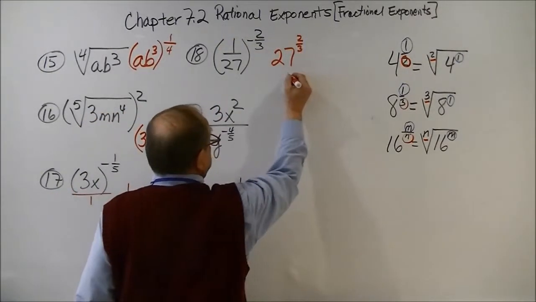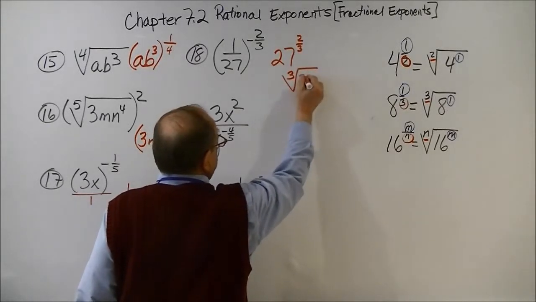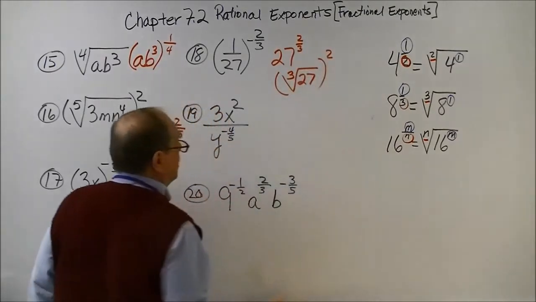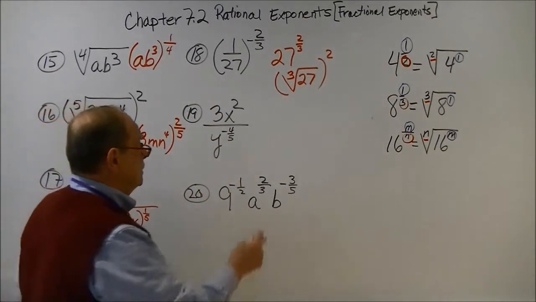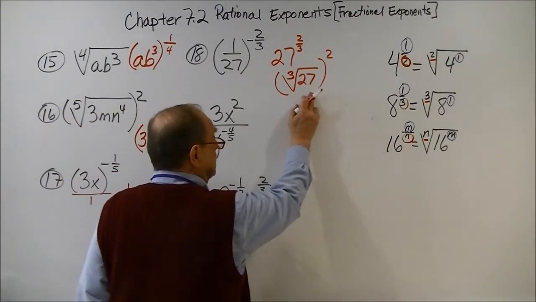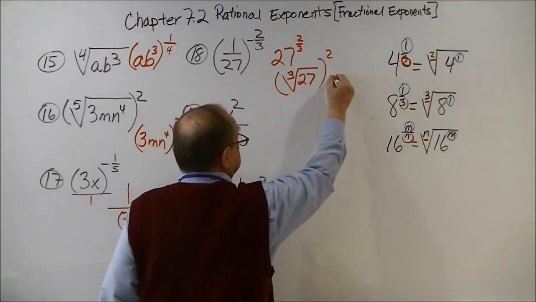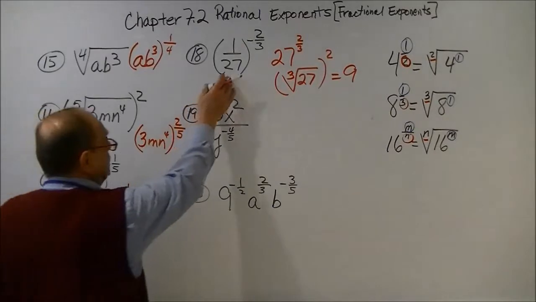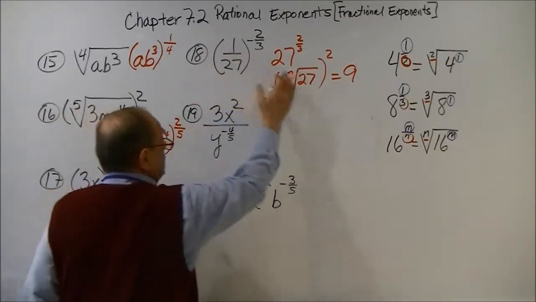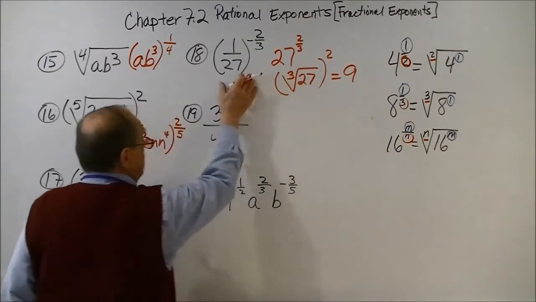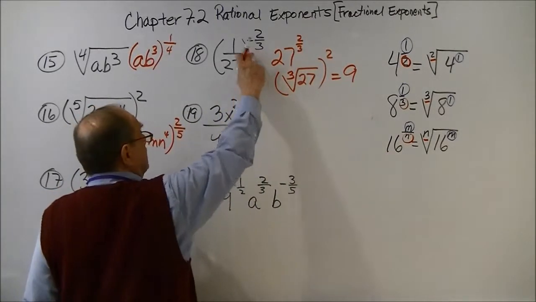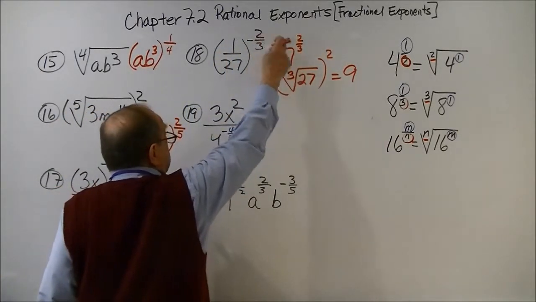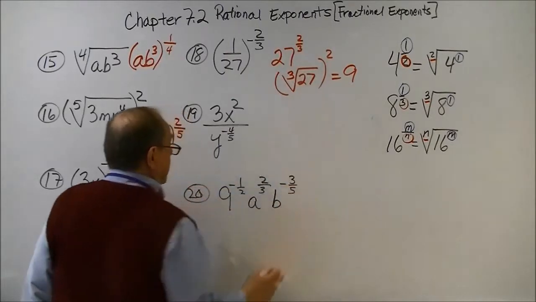So now you're going to take the 3rd root of 27 and raise it to the 2nd power. So the 3rd root of 27 is 3. 3 to the 2nd is 9. So this, in this form, eventually is going to equal 9. And the way we did it, since it was a negative exponent, we took the fraction and flipped it. That made it a positive exponent, and then we simplified.